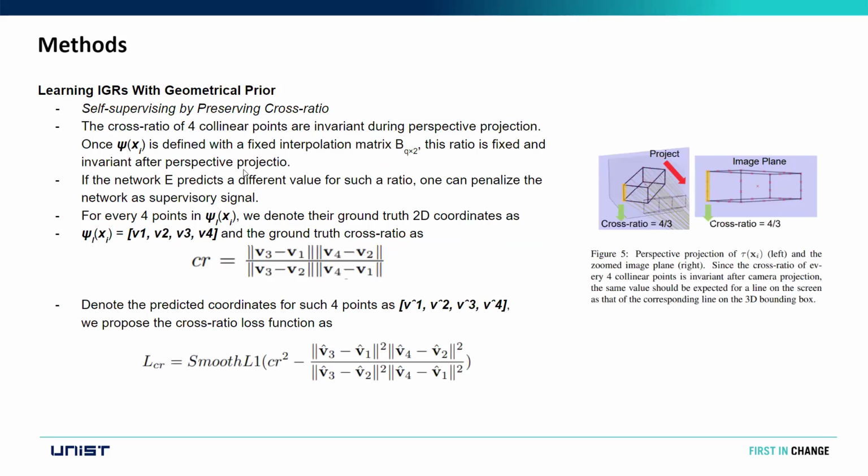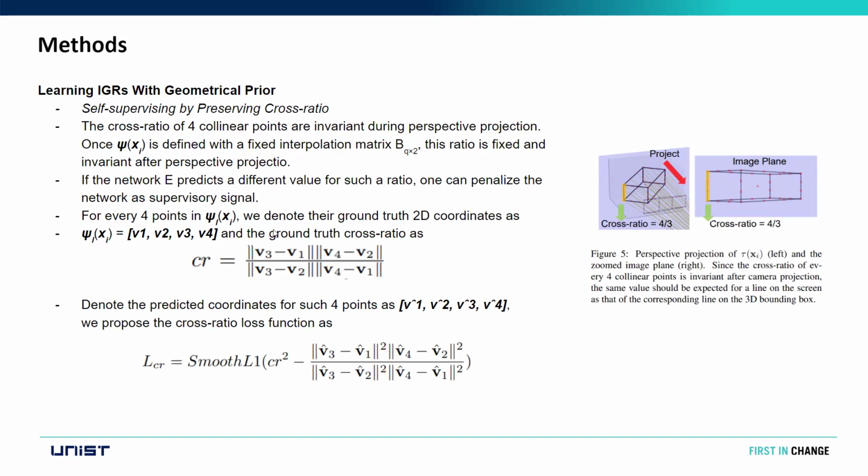And also, there is more math involved here. When given 4 points, no matter how you project them, like this is 3D, and when you project it into the image plane, this will be the final shape, but the cross ratio for these 4 points is always the same. Like if there are 4 points, the cross ratio is always 4/3. So cross ratio can be defined as this. This V is the location of the points.